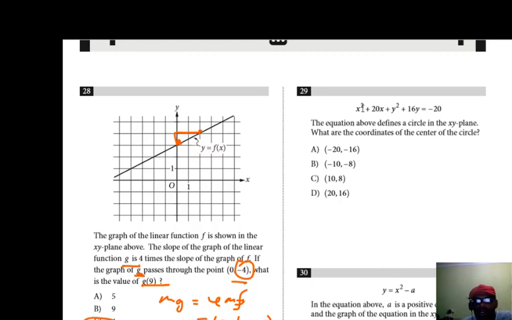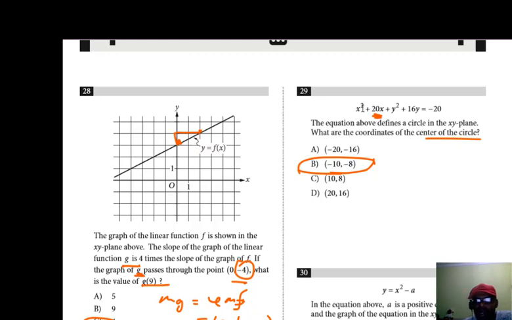What is the coordinate of the center of that? Since you are asked to find the center, we don't need to calculate the radius. So to find the center, take half of this 10 and its opposite is -10. So the only choice that contains -10 is B.